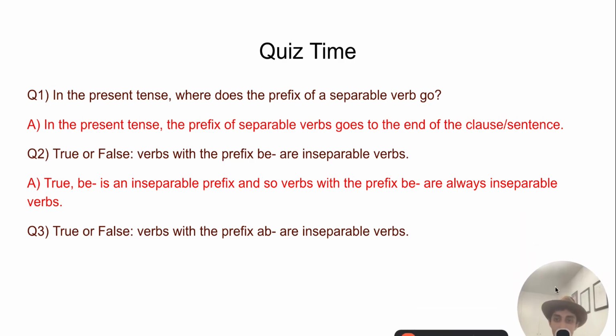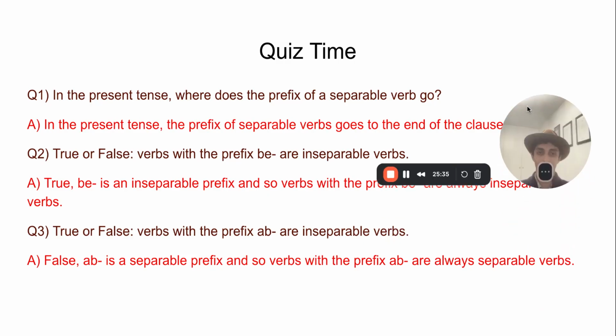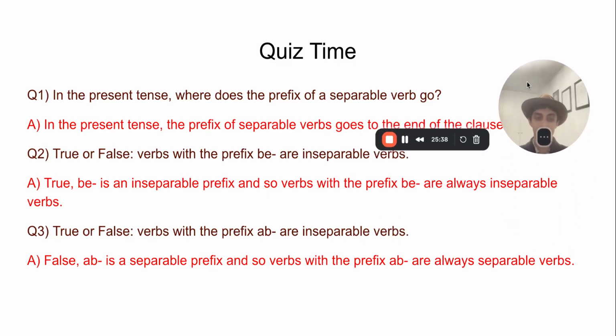Question number 3, true or false again. Verbs with the prefix ab are inseparable verbs. Again, try and remember that specific prefix and perhaps which list you saw it in, the prefix ab, and try and think if that is a separable or inseparable prefix. Those two lists that we came across and saw earlier. Okay, let me show you the answer. This one's false this time, so ab is a separable prefix instead of an inseparable prefix. So any verb starting with that prefix ab is always going to be a separable verb.